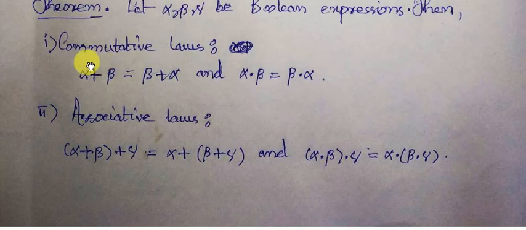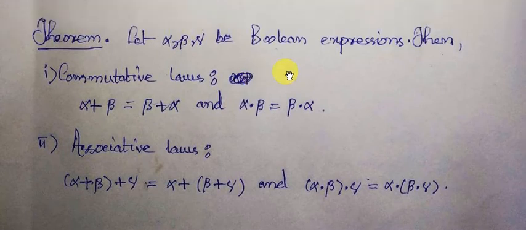Number 1, the commutative laws: alpha plus beta is equal to beta plus alpha. This is the commutativity of the addition binary operation, and alpha into beta is equal to beta into alpha. This is the commutativity of the multiplication binary operation. Of course, you should be cautioned that we are dealing with the same two element Boolean algebra B, plus, dot, complementation, and from this two element Boolean algebra we have considered these three Boolean expressions alpha, beta and gamma.